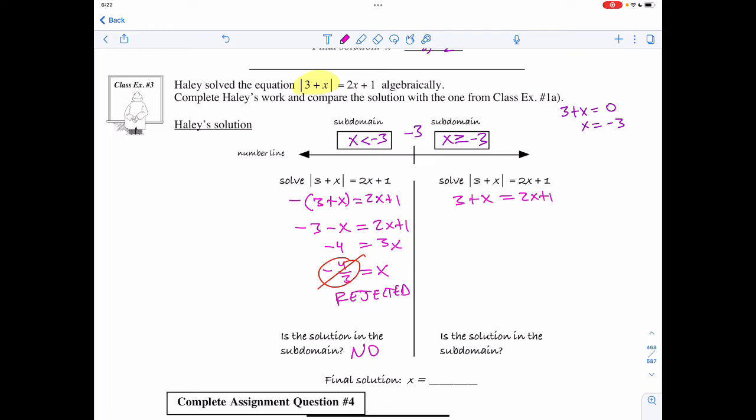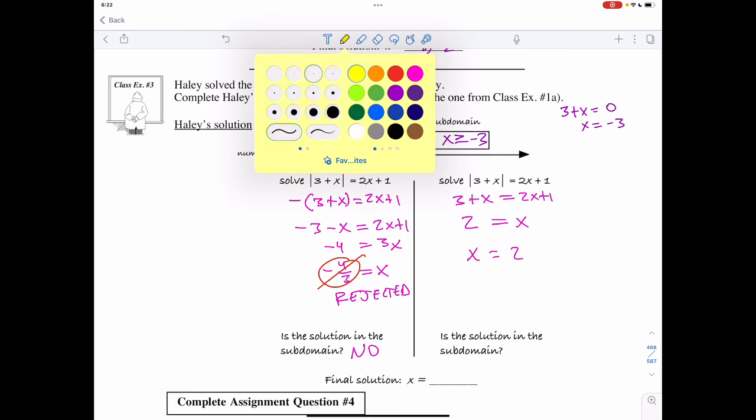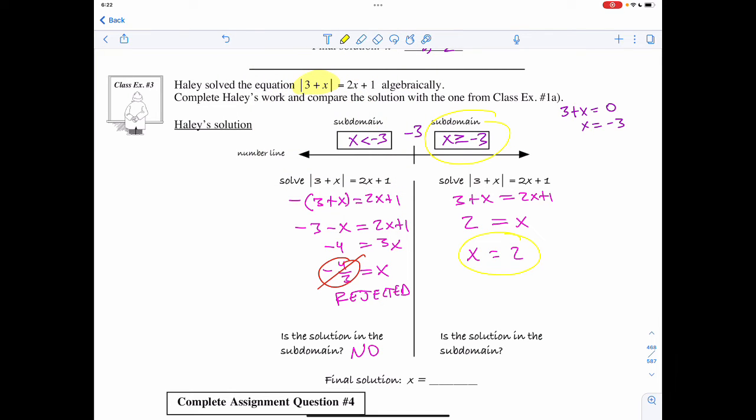When I try the positive version, then I'm going to subtract 1 from each side to get 2. I'm going to subtract x from each side to get x. And I know that if x is equal to 2, 2 is in fact greater than negative 3. It fits into the subdomain. And my final solution is that x is equal to 2, which once again matches with our solution from example 1a.